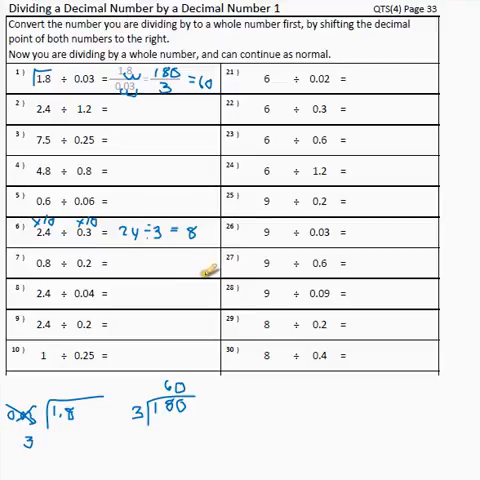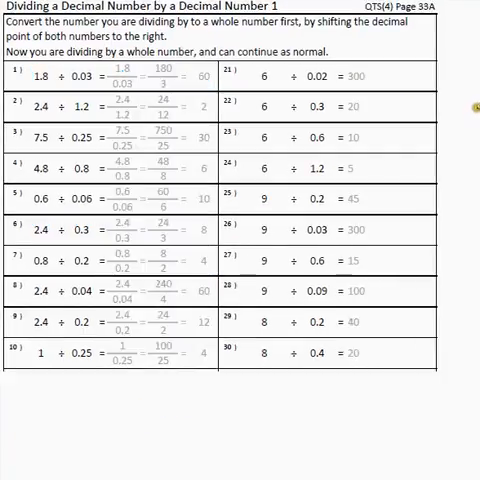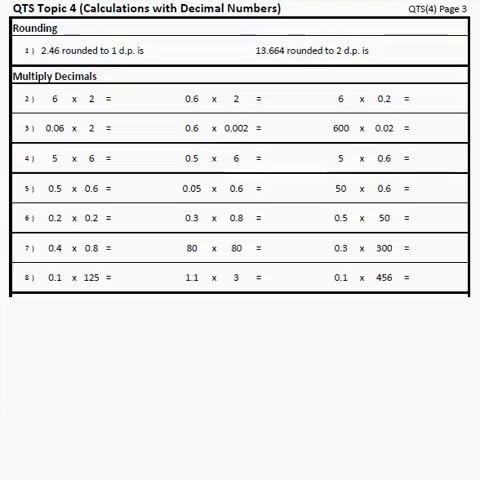Okay, pause the video. You try to do the rest. I'm moving to the answers. And there's the answers. Please pause the video and check. I'm moving on. Now we're just quickly going to do our checking sheet, which is everything I taught you so far. It's the roundings. Going to check if you can do it. Going to check if you can multiply your decimals.